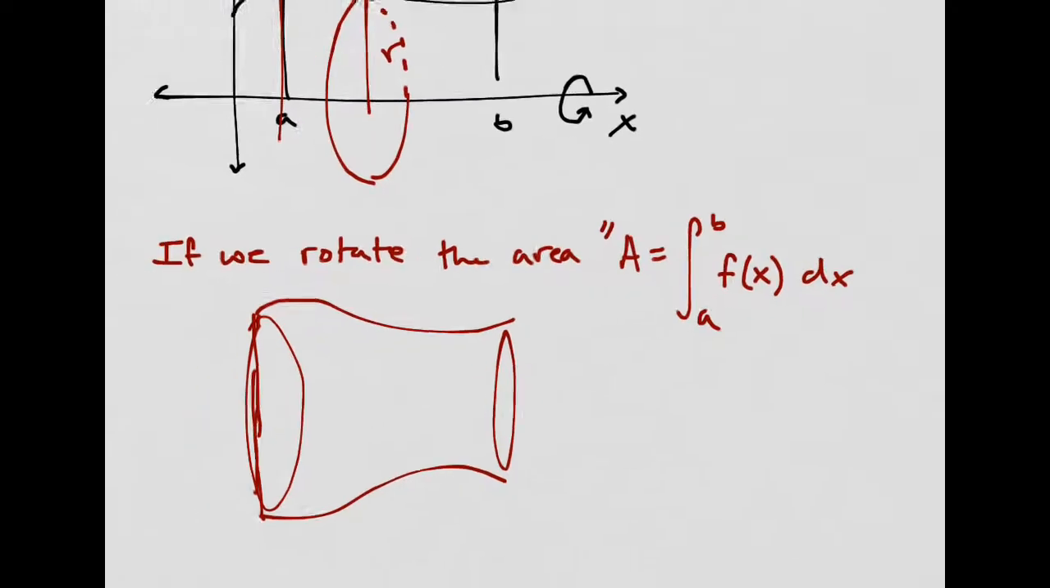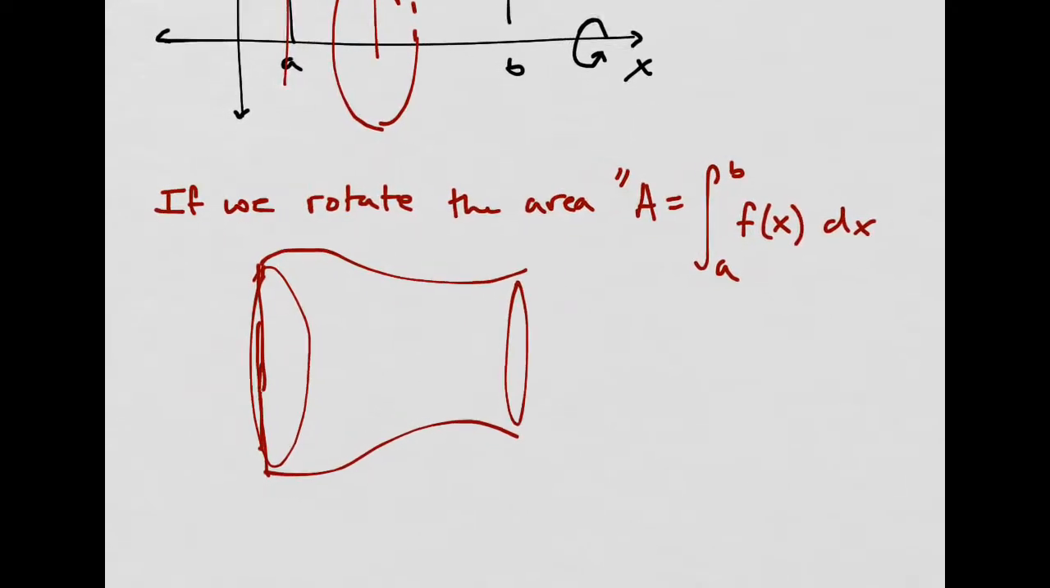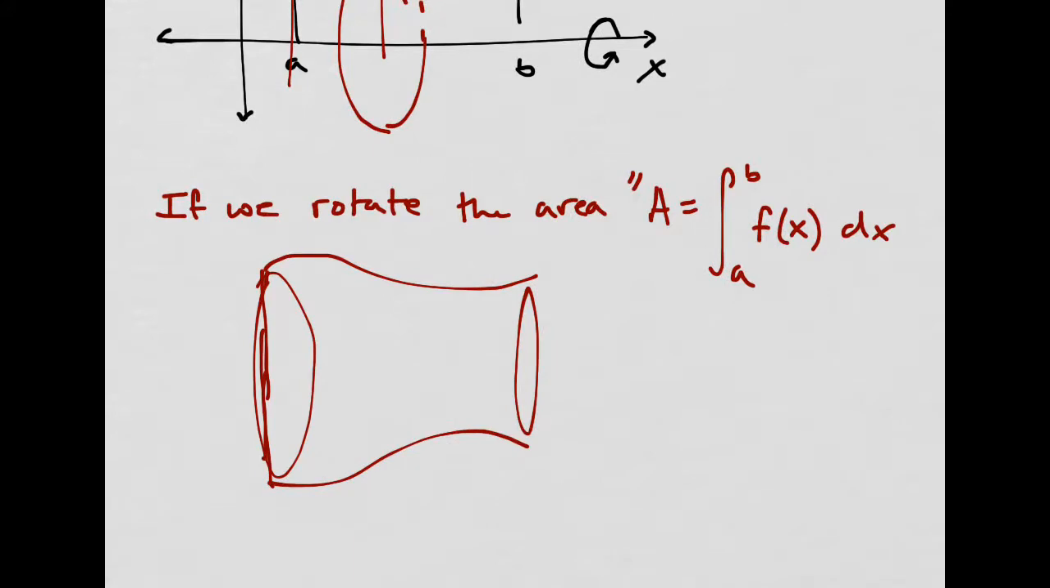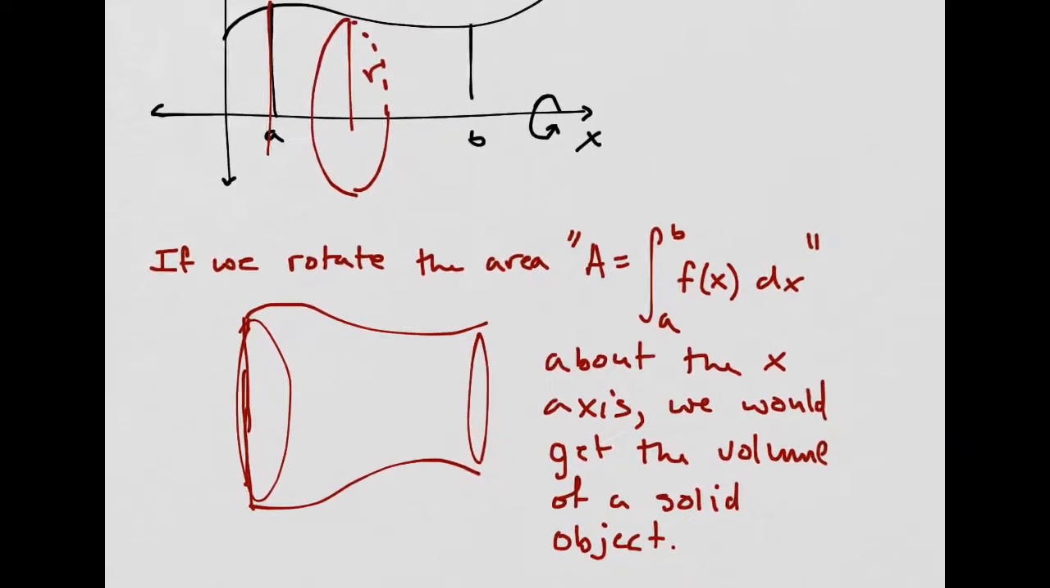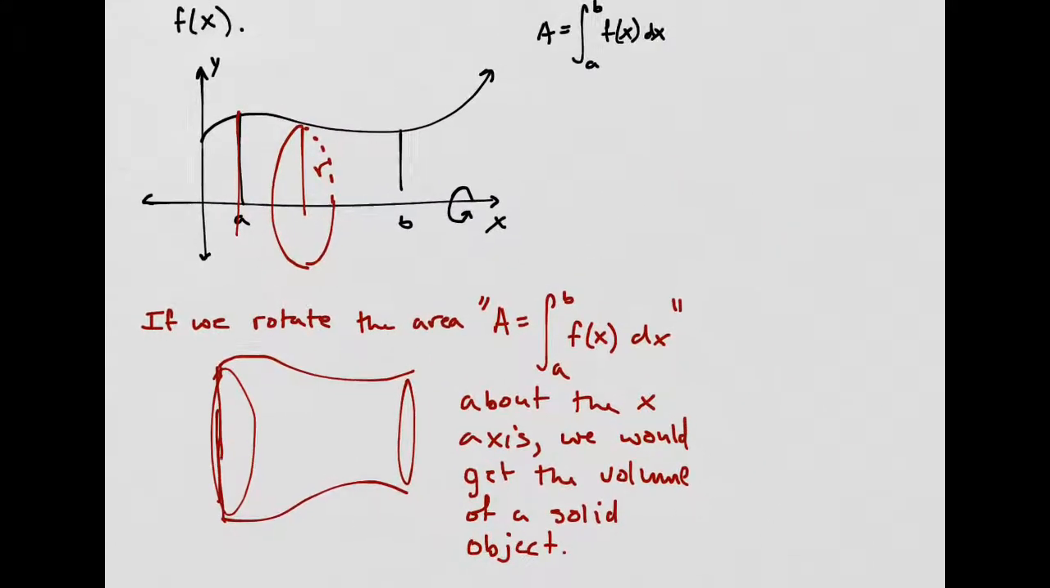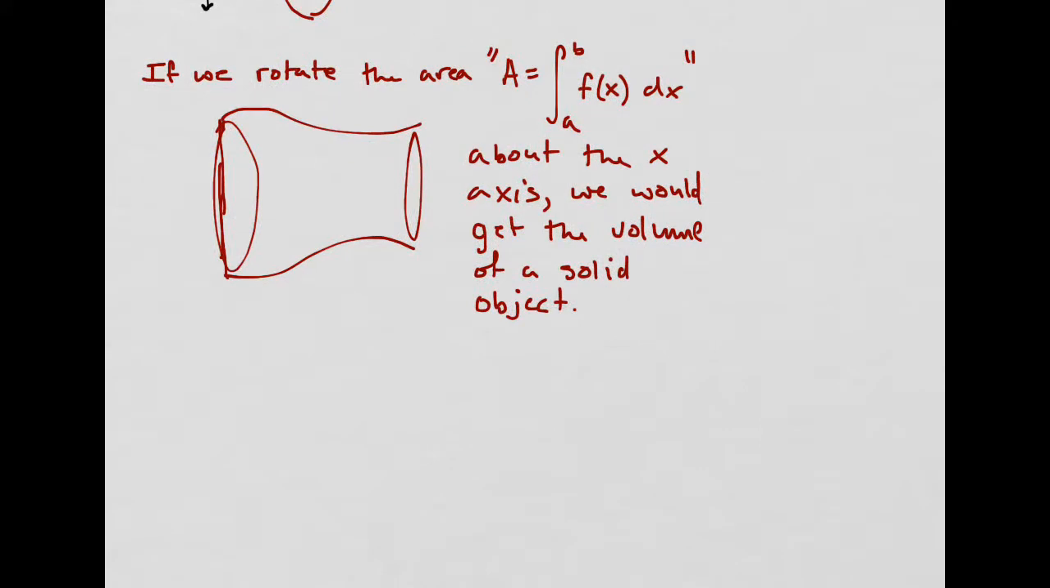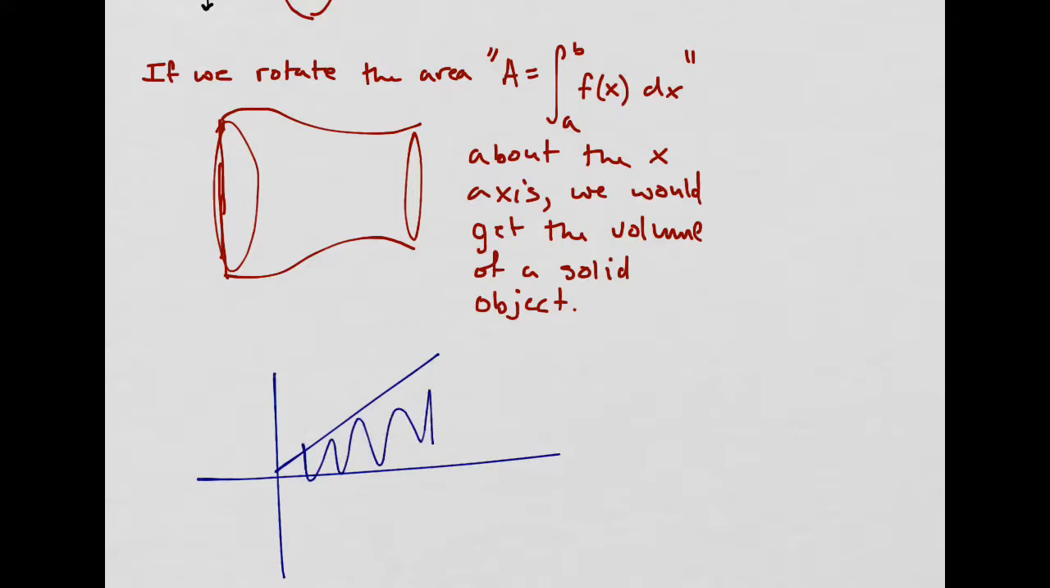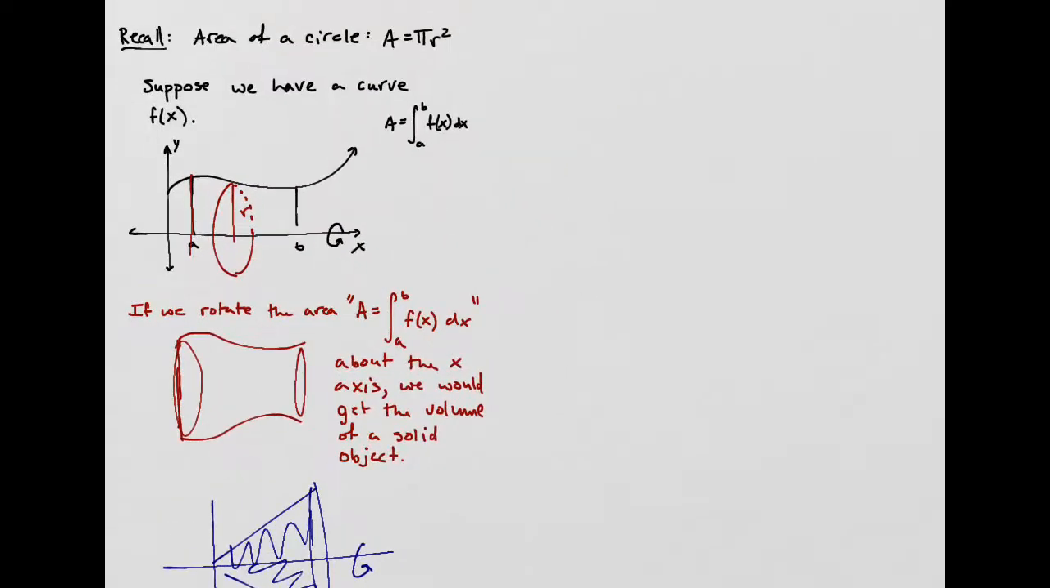So if we rotated this area around the x-axis, then we would get the volume of a solid object, and that solid object would look like this. You don't have to write this, but if we had some function that just looked like this, and we wanted to rotate the area about the x-axis, then we'd get like a cone-shaped thing, right? You can write that if you want, but you don't have to. So that's what we're going to be looking at today.